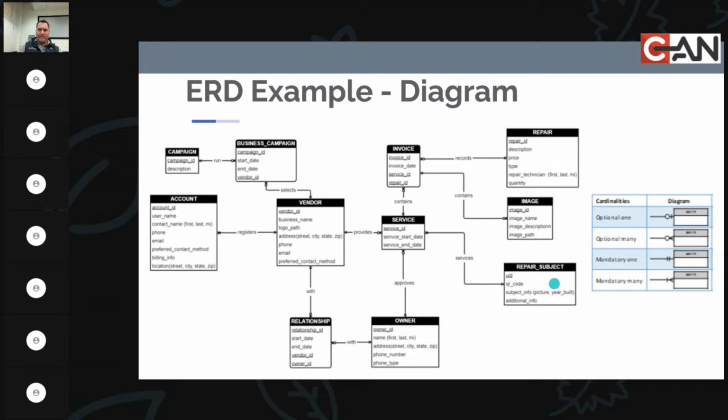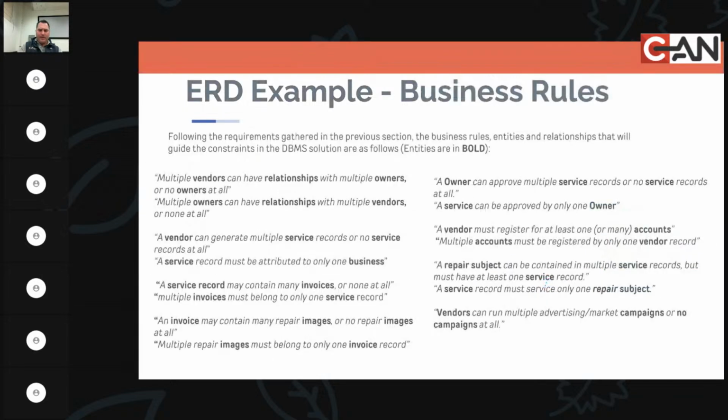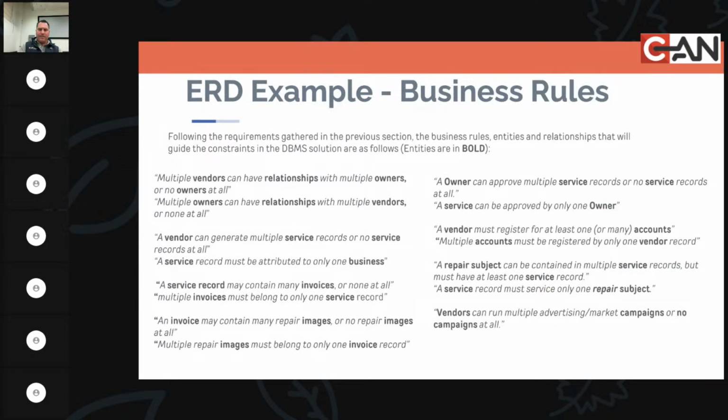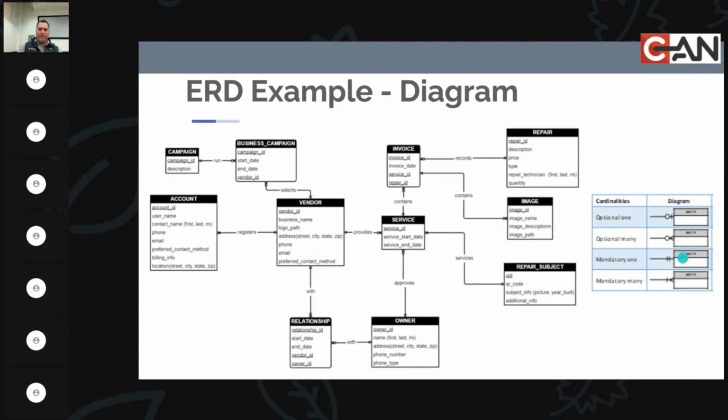So the repair subject, if you notice it, is mandatory where it must have one, but can have more than one. And then a service record must service only one repair subject. So it's forcing that mandatory one. So if you violate any of these relationships within the data, you're going to have errors. All right. So you can coerce those to ensure that everything is flowing properly.